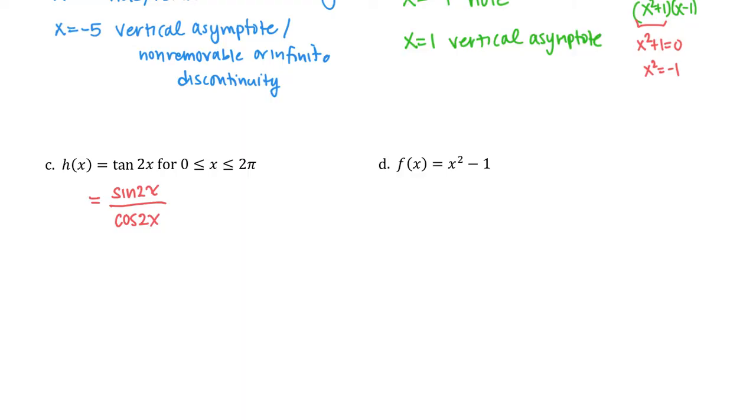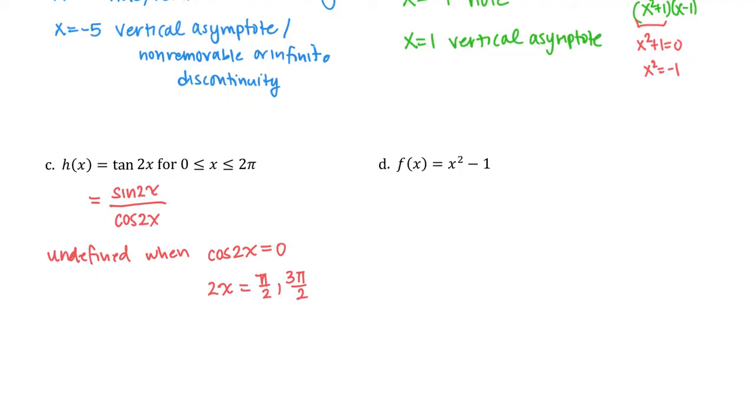Okay, so what's the problem? I don't want the denominator to equal 0, because that will make this undefined. So this is going to be undefined when the cosine of 2x is equal to 0. Okay, so I just need to figure out when the cosine of 2x is going to equal 0. Now I'm thinking in my head, if the cosine of 2x equals 0, the cosine is equal to 0 at pi over 2 and 3 pi over 2.